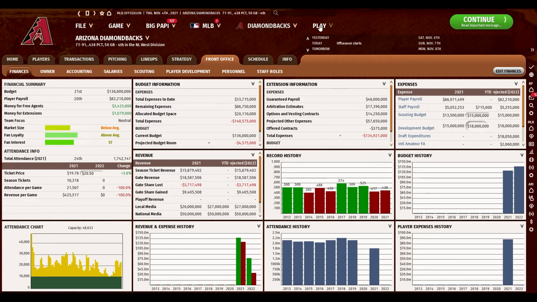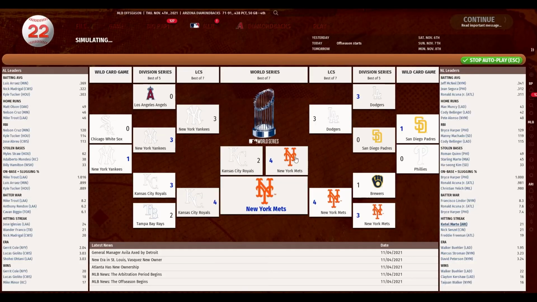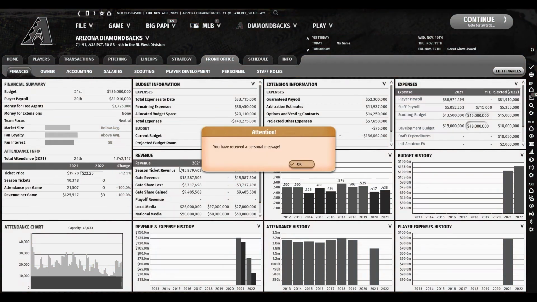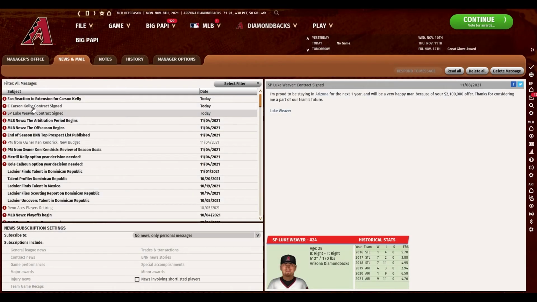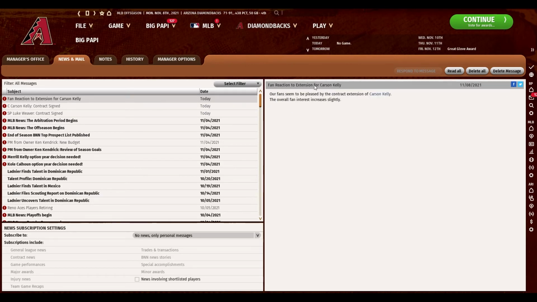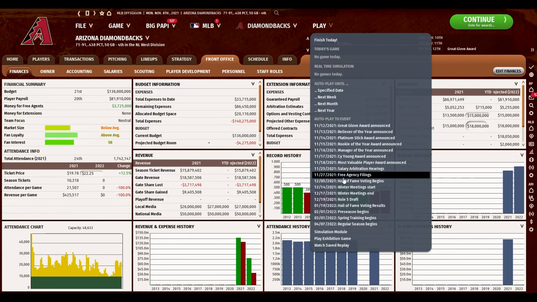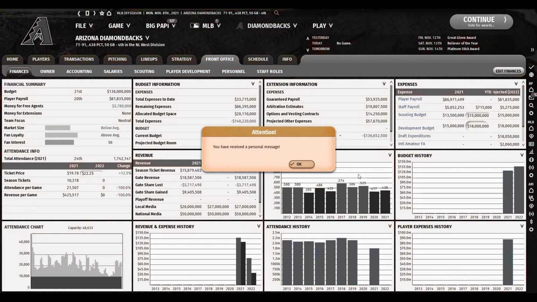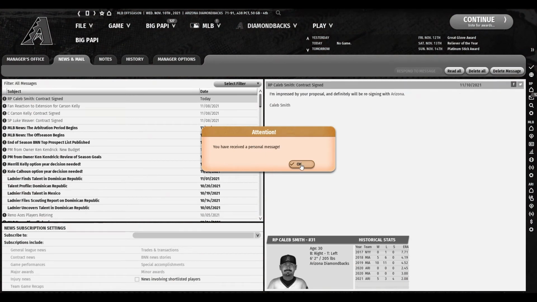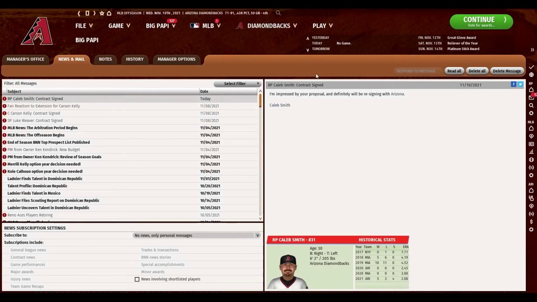So once we get to free agency, let's just sim ahead here, and you'll see we should get a fan interest bump from Carson Kelly when he agrees to the contract. Yep. So there's the contract extension. There's the fan interest. It's slight, but it's there. So it bumped us 1 point. We're up to 58. And now let's get to free agency. Caleb Smith. I thought we might get a bump from Caleb Smith. We didn't. Not a big deal.